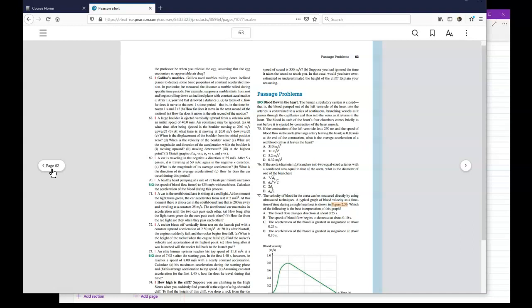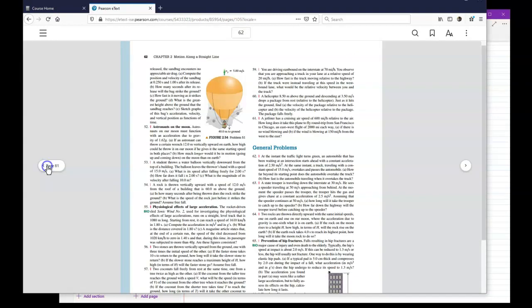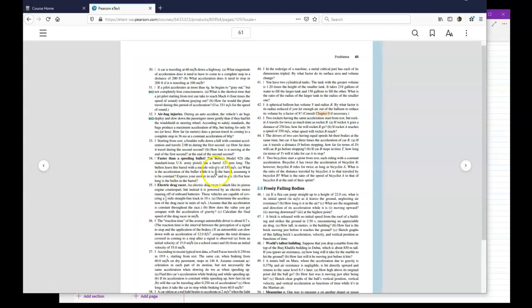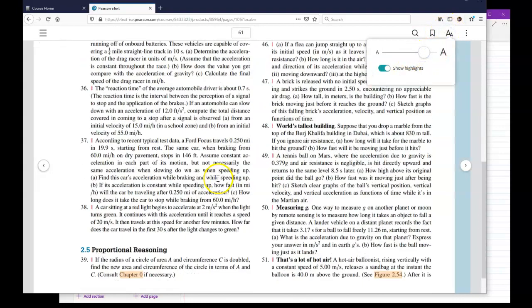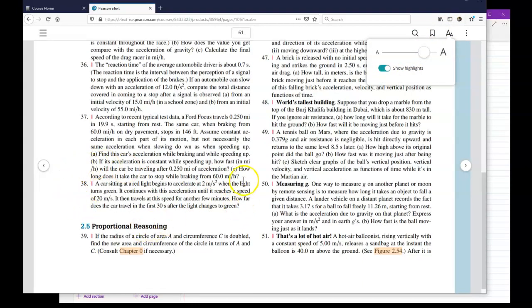Number 38, page 61. Let's just do it. Oh, I can just scroll to 61. Right there. What is it? Right here. Shall I magnify it? Right here. Do you see it?